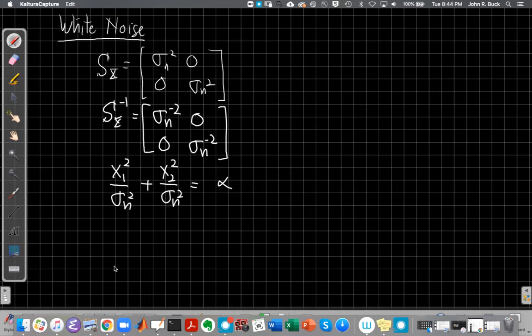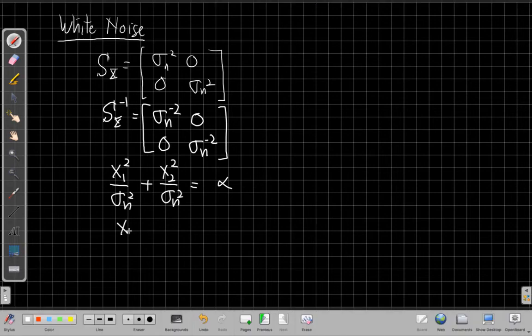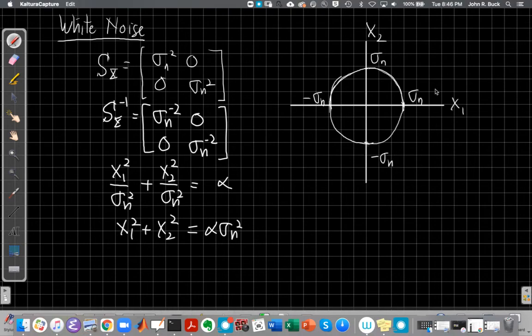Or I can also just multiply through by sigma n squared on both sides and say I'm looking for a set of points where x1 squared plus x2 squared is equal to some constant times sigma n squared. Well, in this case, this is the simplest form of an ellipse, which is a circle, right? If I draw my equal contours for this case, it will look like this. I just have a circle, and so it's saying the power is the same in all directions. There's no preferred direction. The concentration is like a ball.